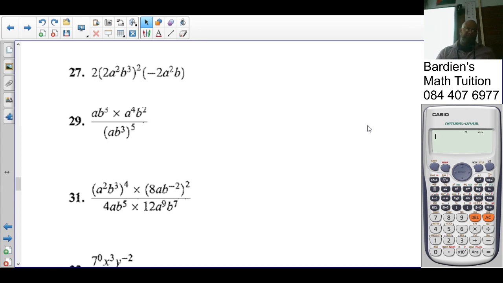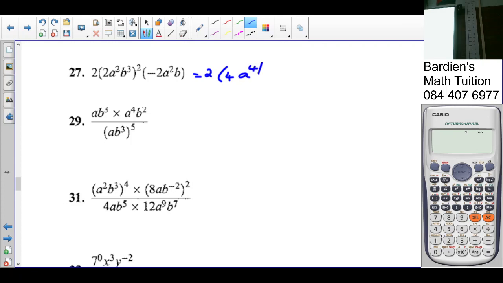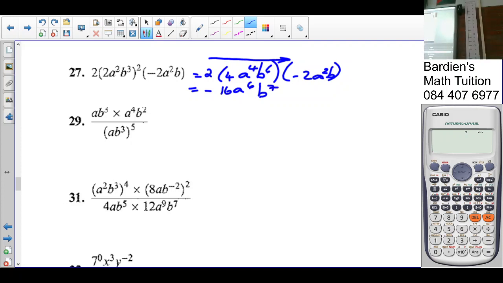27. So it must be sorted out first in this case. The brackets. Let's go with it. It will be 2 times 4. 2 squared is 4. A4 B6 times negative 2A squared B. So this is straight multiplication. You want to agree with that? So what would that be? 2 times 4 is 8. 8 times negative 2, negative 16. A4 times A squared is A6. B7. Any problems there?